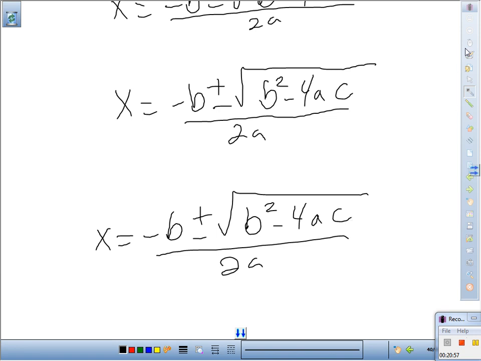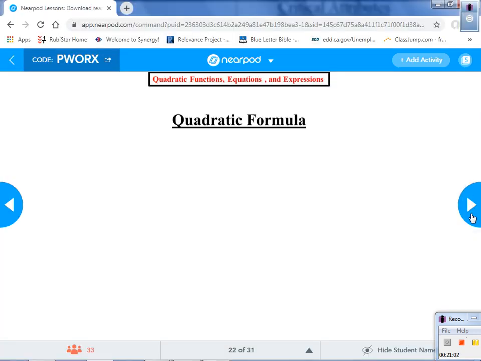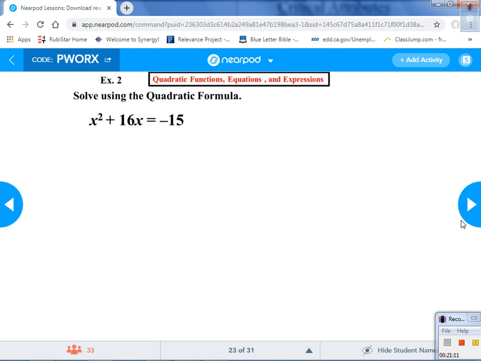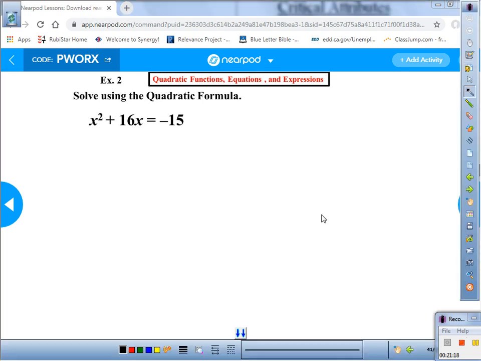Mr. Q, why do we need to know that? Well, copy problem number 2. Solve using the quadratic formula: x squared plus 16x equals negative 15. I'm going to give you some simple steps on the right-hand side. Copy those as I go and do them for this one. Here goes. We're going to do this one together. Step 1, it needs to be in standard form.